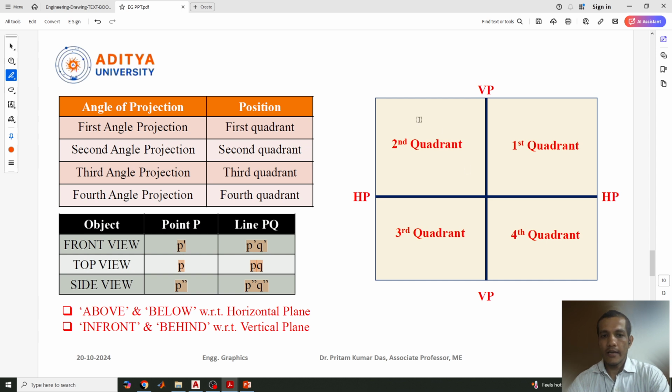So here another two points are coming. For the horizontal plane we need to consider above and below. Suppose this is our horizontal plane, so the point is located above HP, or maybe below HP. These are the two words we need to remember. Another thing, for the vertical plane, we need to remember in front of the vertical plane, and another one is behind the vertical plane. So this is the vertical plane, this is behind, and this is front. This is HP, above and below HP.